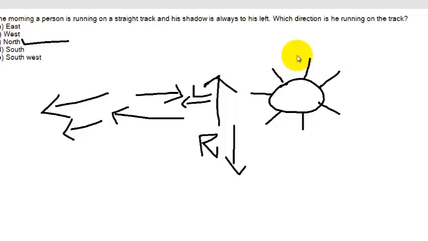But if you are logically stable, you can solve this question in 10 seconds, because when you know the sun is in the east and the person is running towards the north, definitely his shadow is going to fall on the other side, that is to his left side. So you can solve this question in 10 seconds. But I have completely explained it so that no doubt exists in your mind about why this is the case, right?